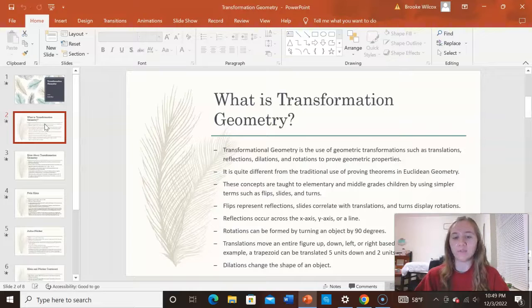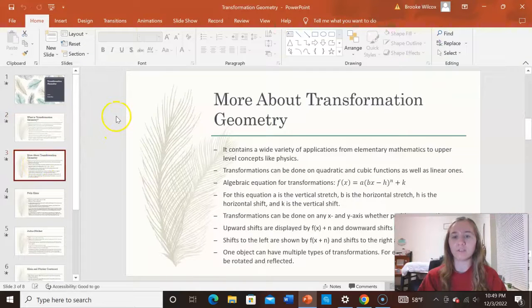For example, a trapezoid can be translated 5 units down and 2 units to the left, and dilations change the shape of an object. So more about transformation geometry. It contains a wide variety of applications from elementary mathematics to upper level concepts like physics. Transformations can be done on quadratic and cubic functions as well as linear ones. Algebraic equation transformations.